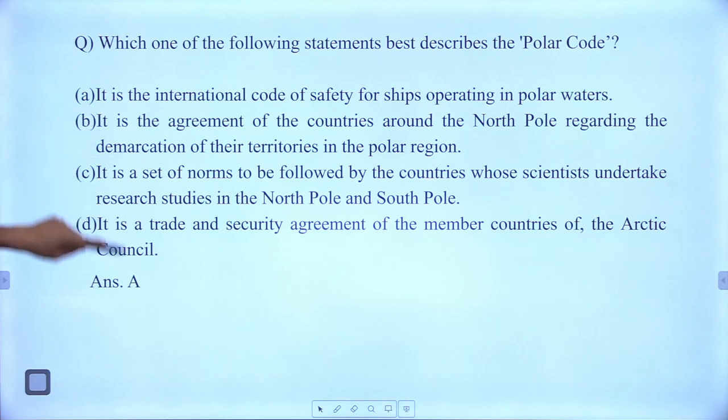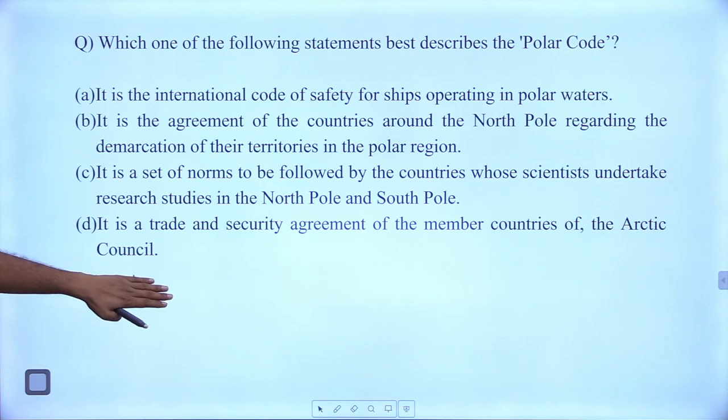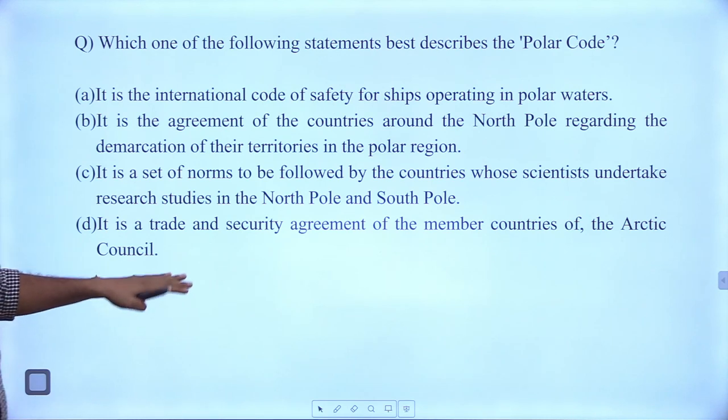It is the international code of safety for ships operating in polar waters. It is the agreement of countries around the North Pole regarding the demarcation of their territories in the polar region. It is a set of norms to be followed by the countries whose scientists undertake research studies in the North Pole and South Pole. It is a trade and security agreement of the members of the Arctic Council. The correct answer, please comment down. Okay, most of your comments are A, right? Some of you say B. The right answer here is the polar waters code.